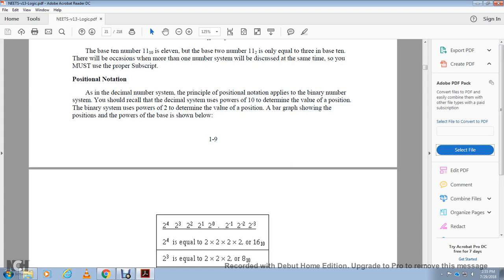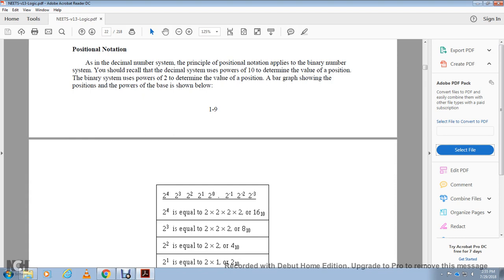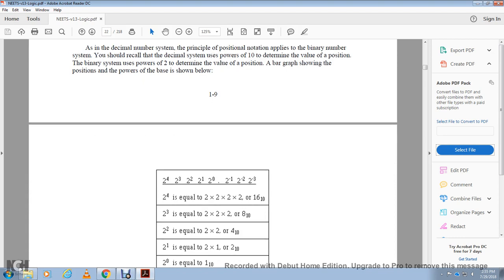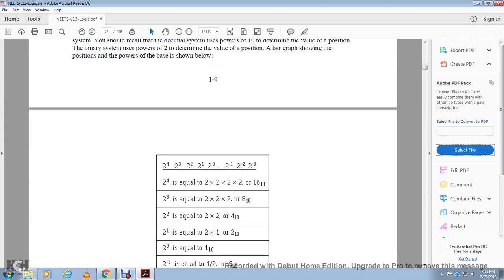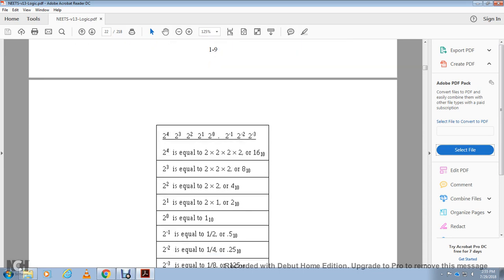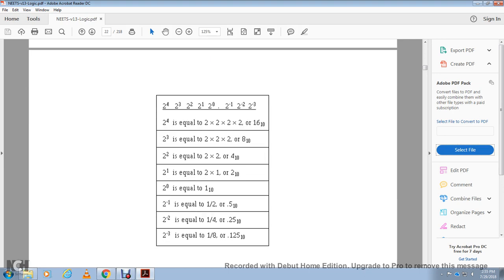2 to the 4th equals 16 base 10. 2 to the 3rd equals 8 base 10. 2 to the 2nd equals 4 base 10. 2 to the 1st equals 2 base 10. 2 to the 0th equals 1 base 10. 2 to the negative 1st equals 1/2 or 0.5 with a subscript of 10, base 10. 2 to the negative 2nd equals a quarter, 0.25 base 10. 2 to the negative 3rd equals 1/8 or 0.125 base 10.